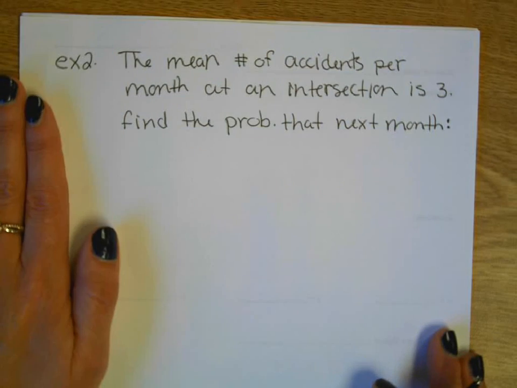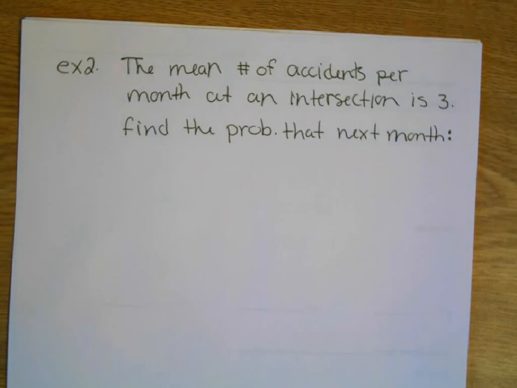Okay, let's get through this last example together. So the mean number of accidents per month at this particular intersection is 3. That's a lot of accidents to happen per month at an intersection.